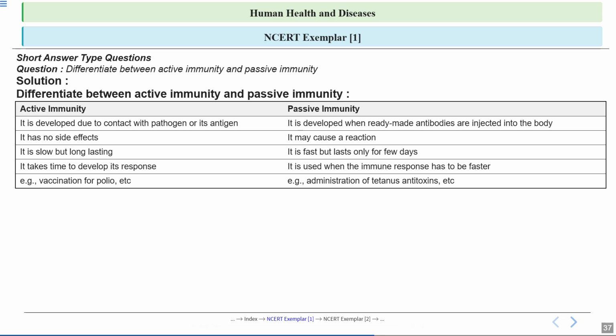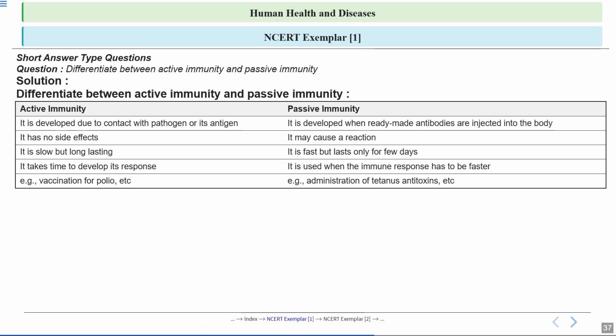Let's talk about active immunity. It has no side effects because the body is generating an immune response. But passive immunity may have reactions because you are introducing antibodies from some other source into the host. Active immunity is slow but long lasting, because in active immunity the antibodies are being produced, so it takes time to produce antibodies, but it is long lasting. It has memory cells, and because of its memory cells, there is a heightened immune response whenever there is a subsequent infection with the same pathogen.